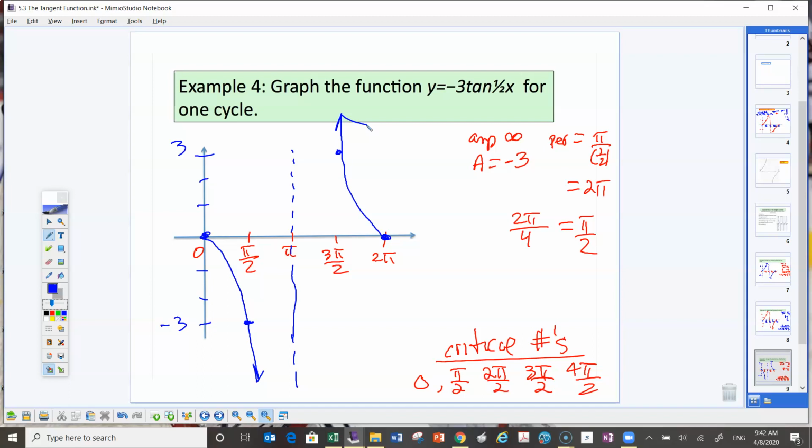Again, important that if tan is positive, it goes up first, and the second part is down. If it's negative, it goes down, then it goes up. Amplitude is always undefined, but a becomes your stretch factor for these middle points. Basically your critical numbers between the start and end and the asymptote.